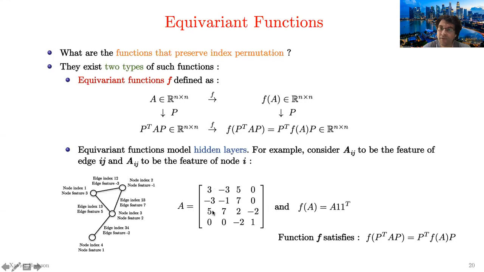Okay, so I have this graph with the node feature and the edge feature represented by the matrix A. Then I have a function f which is equivariant. So the function f is defined as the matrix A multiplied by a matrix, which is the vector one multiplied by the one vector one transpose. So it's just a matrix n by n full of ones. Okay. So for this, the function f will satisfy f of p transpose AP is going to be p transpose f of AP.